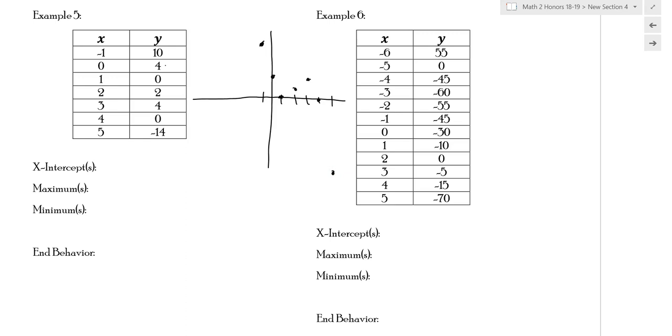If you notice, I didn't even put what my y values were. All I'm really doing is asking, is it going up or down? So from 10 to 4 it went down, 0 it went down, 2 it went up, 4 it went up, 0, negative 14. So it's just a quick sketch of what that graph would look like.